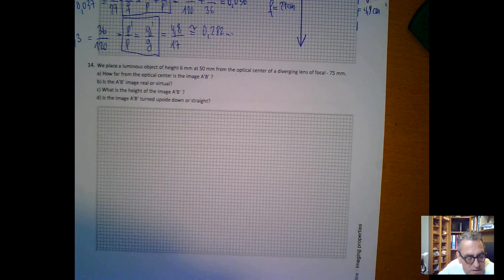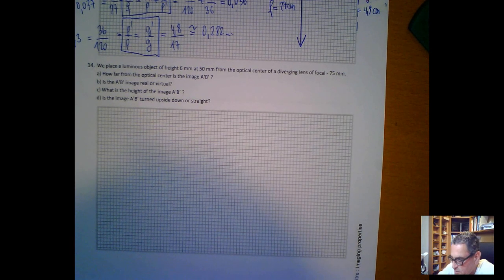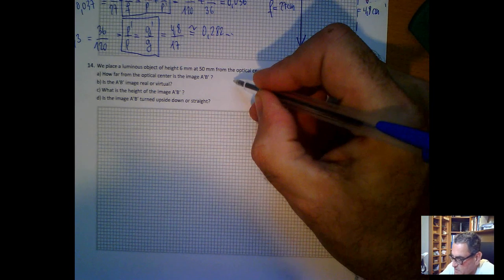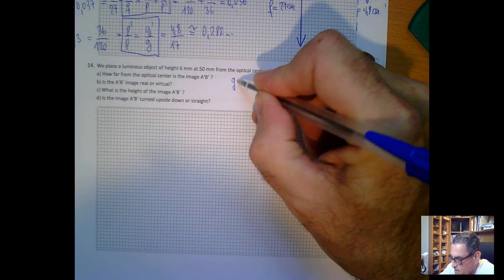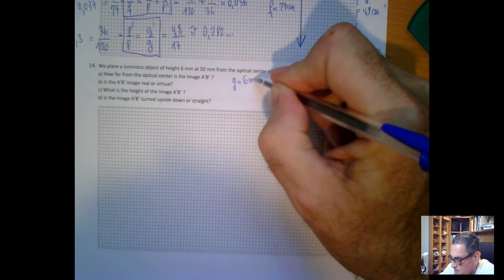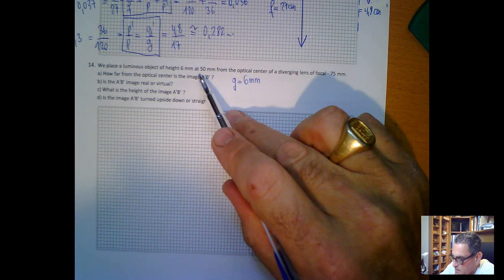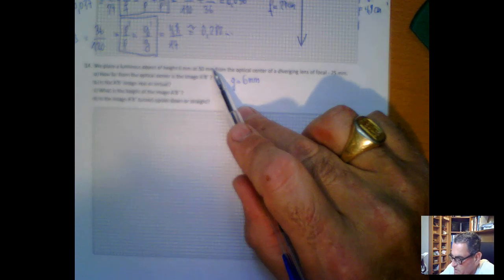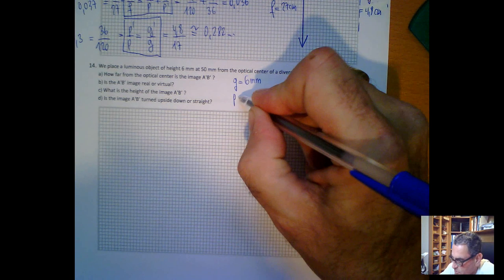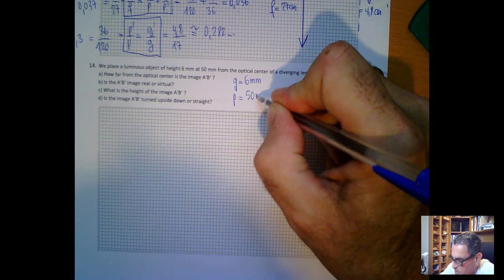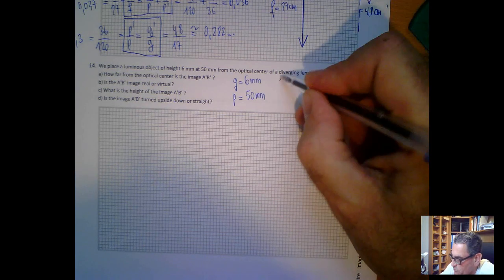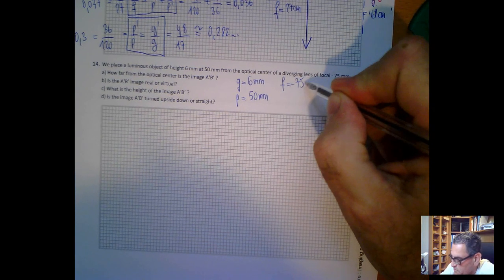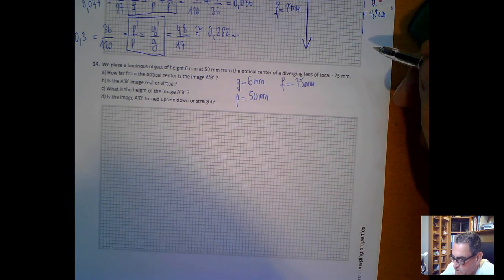So let's read what all this is saying. We place a luminous object of height 6 millimeters. So let's identify properly the things here. The height of the object is G, and G is 6 millimeters. This object is at 50 millimeters from the optical center, so this is P, and P is 50 millimeters, of a diverging lens of focal minus 75 millimeters.